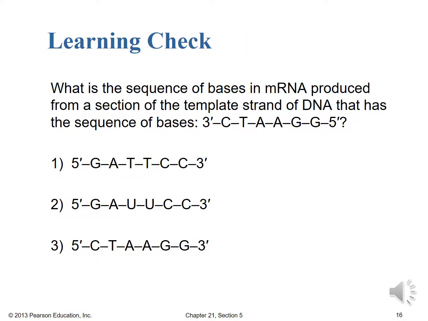All right, so now that we've had a little bit of time to consider RNA and transcription, we'll end this lecture with a learning check, as we so often do. In this case, we're asked, what is the sequence of bases in messenger RNA produced from a section of the template strand of DNA that has the sequence of bases 3' C, T, A, G, G 5'. So go ahead, make your guess. Hopefully it's more than a guess, right? An educated guess. And then start us back up if you need a moment to stop while you decide on your selection, and start back up to check your work. Good luck.